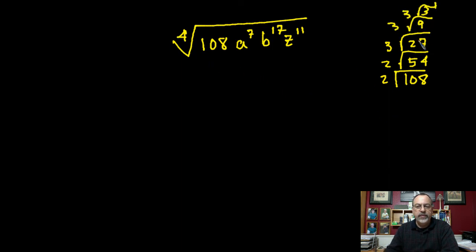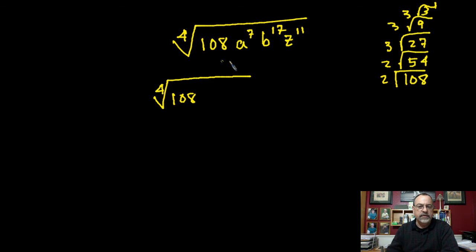Now, when I do my prime factorization, I'm not going to list these over here, I need 4 of the same numbers in order for them to come out. The index tells me how many I need. Now, I don't have 4 2s, and I don't have 4 3s, so the 108 has to stay underneath there as it is. That does not simplify any further.